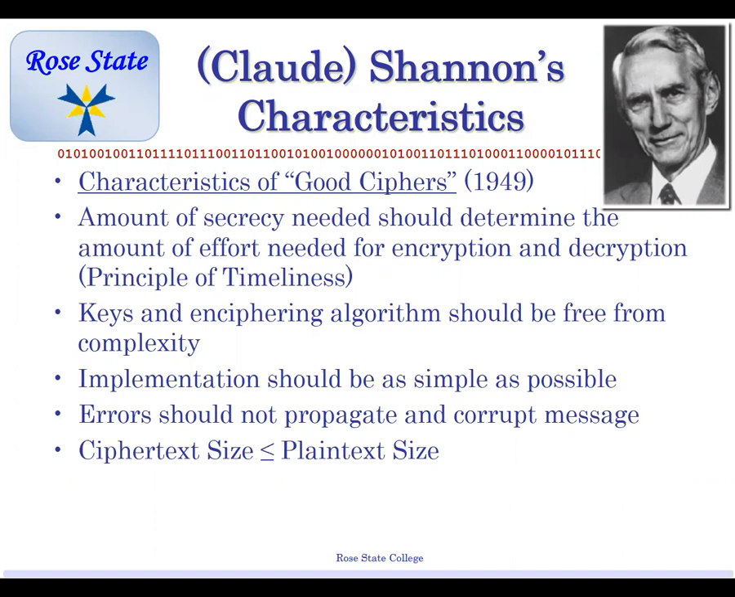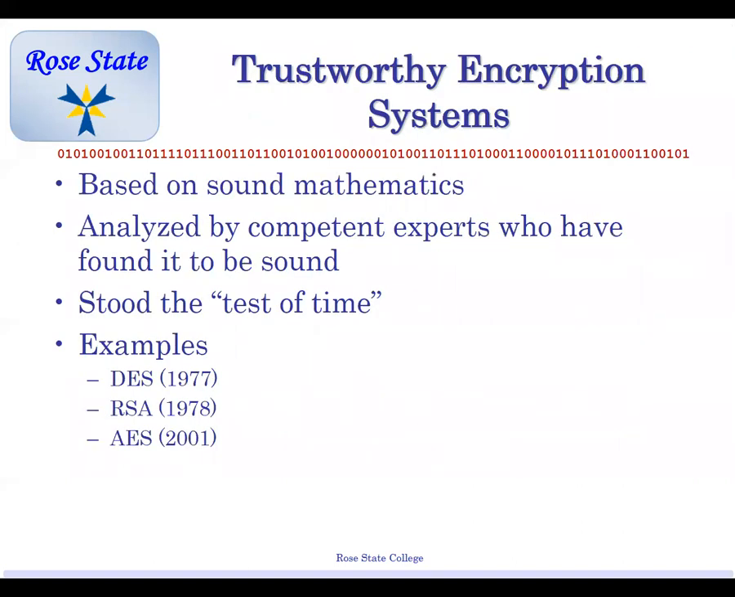Trustworthy encryption systems are based on sound math, analyzed by competent experts to know that they're based on sound math, and should stand the test of time. DES came out in 1977, was used for years until it was finally broken. But believe it or not, it's still used today. Triple DES is used quite frequently today. But DES, they've proven, I think it can be broken in like 21 hours or something.